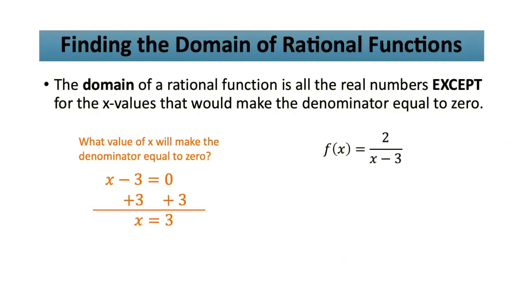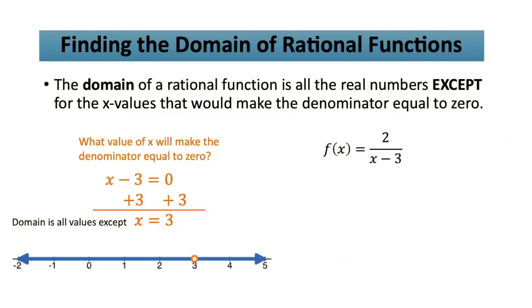I can take the denominator, set it equal to 0, solve for x, and I have that value, x equals 3. Now my domain is all the values except x equals 3. On a number line, what I'm really trying to show is this. There would be an open circle at 3 because I am not allowed to equal 3, but any other number is fine. There's two ways that you can write this.